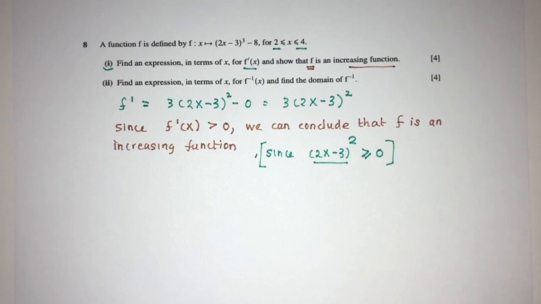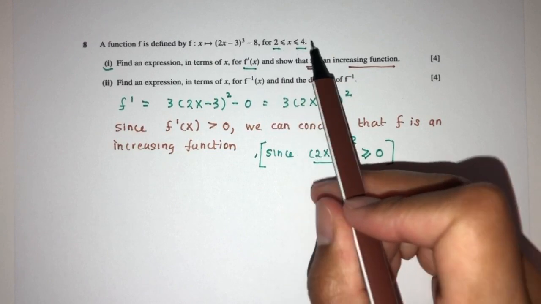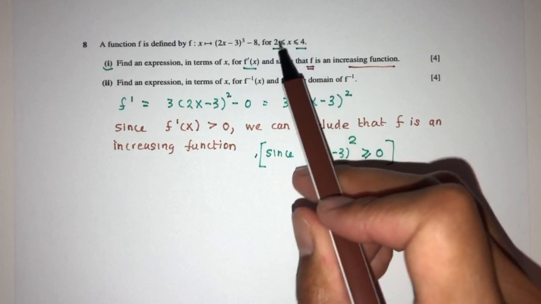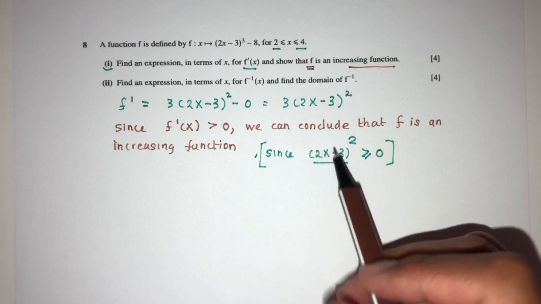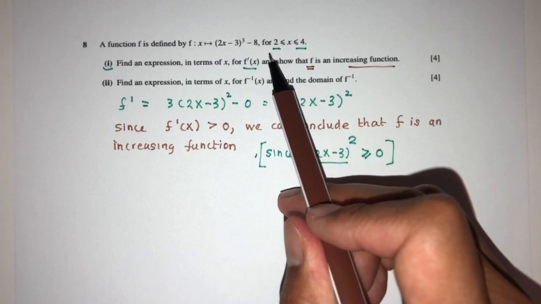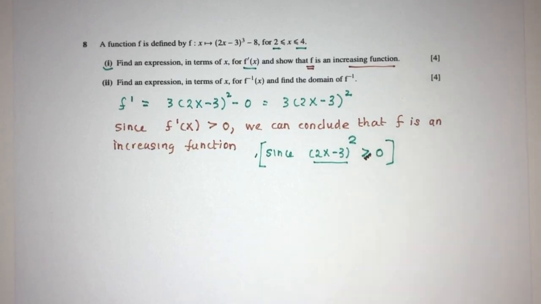But here obviously it will never be equal to 0, because for these values of x, this will never be 0. It is only 0 when x equals 1.5, and 1.5 is outside of this domain, so it only has to be more than 0, right? Because of that, it will have to be an increasing function.